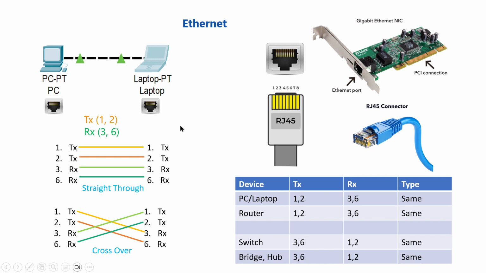But here's the thing. When we transmit the data, it has to be received, which means if the PC needs to communicate with the laptop, and we're using this wired connection, then the PC is going to transmit on pins 1 and 2, but when it reaches the laptop, we want the laptop to receive it on pins 3 and 6, because the laptop receives on pins 3 and 6. So here's the challenge that we have, and that's why we end up with 2 types of cables: a straight through cable and a crossover cable.